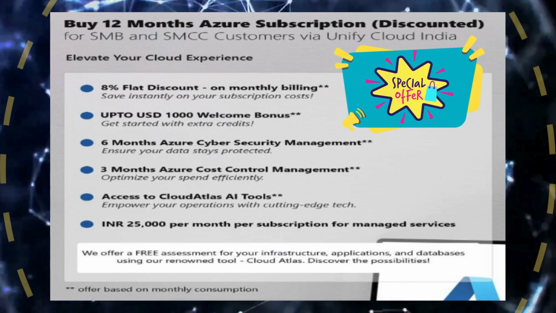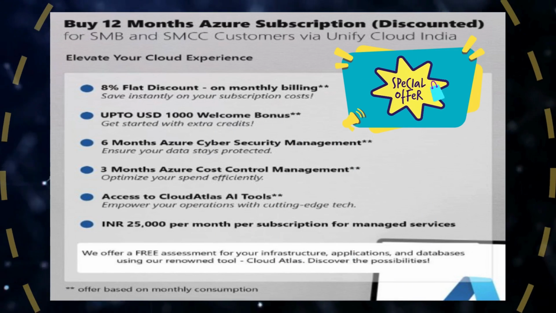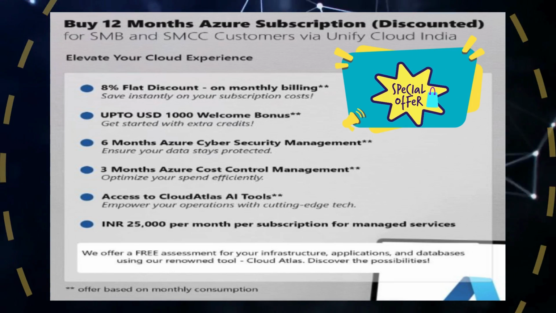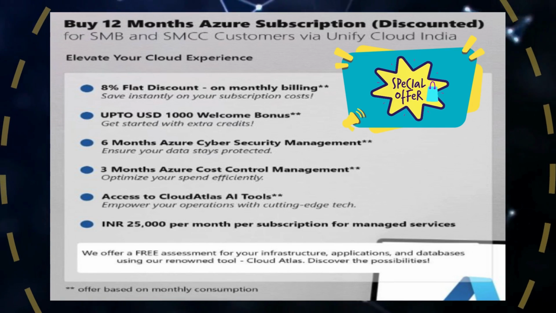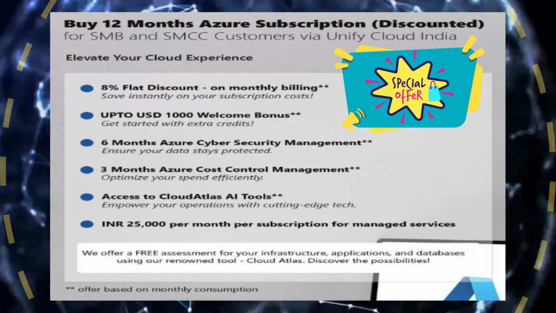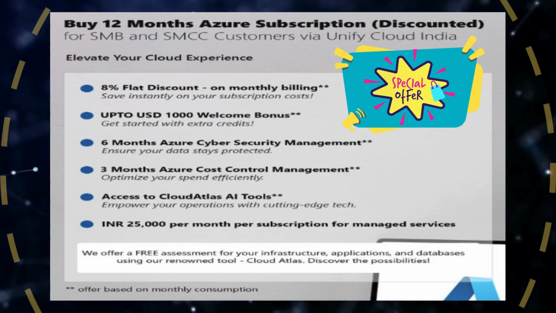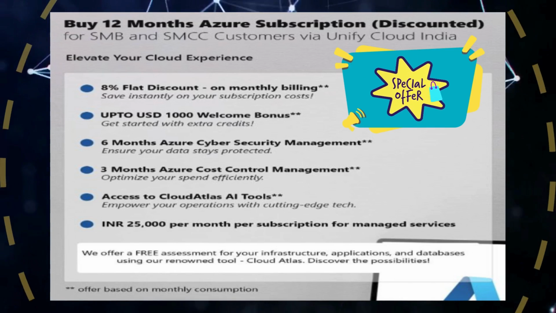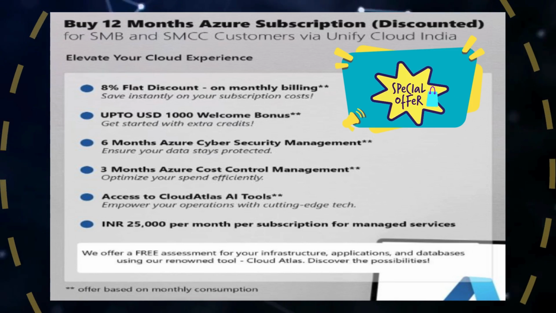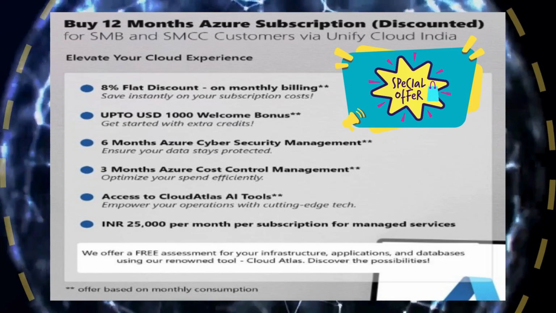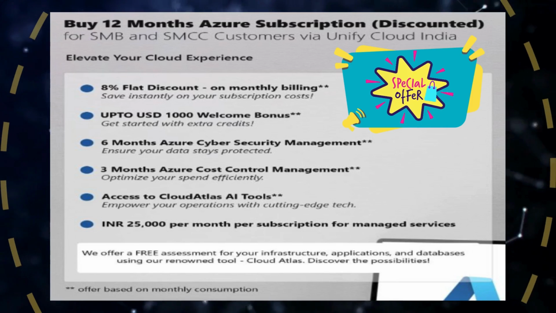If you have questions, you can even ask. But in the meantime, I'll quickly showcase the subscription. With the CSP model, you can utilize a 12 month Azure subscription via Unified Cloud India, which is a CSP offering. It offers around 8% flat discount, a welcome bonus of up to $1,000, and a cybersecurity management portal managed by Unified Cloud. It will be a cost management portal for a 3-month subscription. You get all the AI tools, and managed services will cost you around 45,000 per month. You can build up solutions based on those, from the Unified Cloud CSP offering.